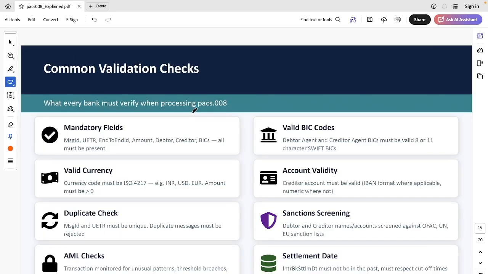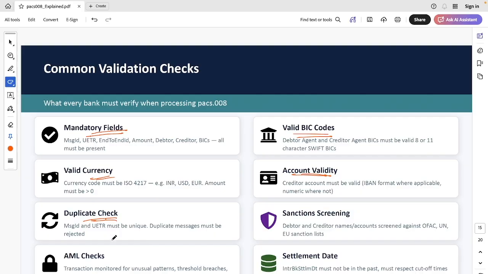Okay, before a bank processes pacs.008, it must validate the message. So before a pacs.008 payment is processed, the system checks whether the mandatory fields are present or not. It checks whether BIC codes are valid or not. It checks whether the currency code is valid or not, like INR, USD, or Euro. It checks whether the amount is greater than 0. It checks whether the account numbers or the IBANs are valid based on the country and the payment rule. It checks for duplicates as well, so that the same payment is not processed twice.